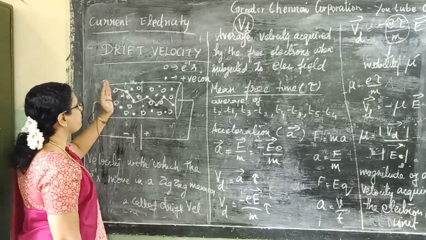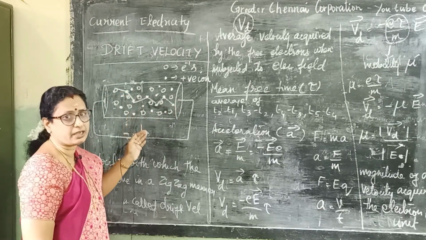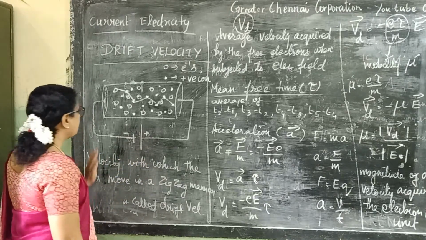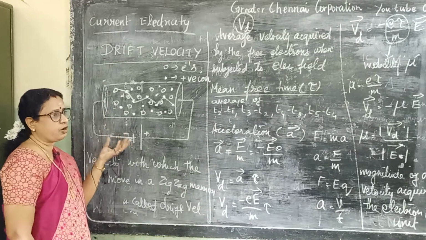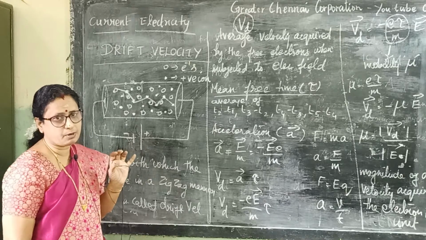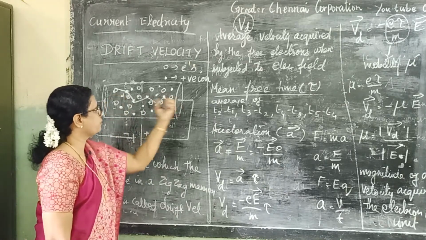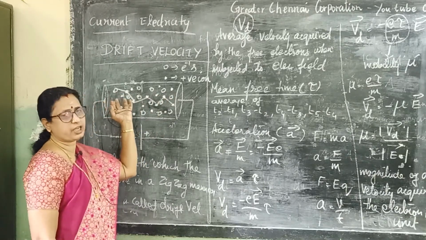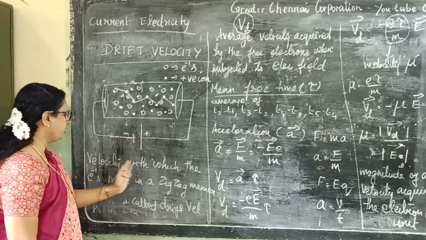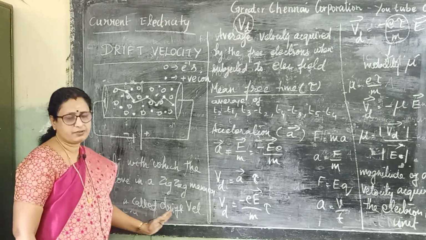So, once it moves from this end to the other end, it doesn't travel in a straight line, but in a zigzag manner due to successive collisions with the positive ions. So, the velocity will not be the same at all times from this end to the other end. We can only speak about the average velocity. The electrons are being dragged, that is, drifted from one end of the wire to the other end. That is why we call this velocity the drift velocity. It is the velocity with which the electrons move in a zigzag manner.